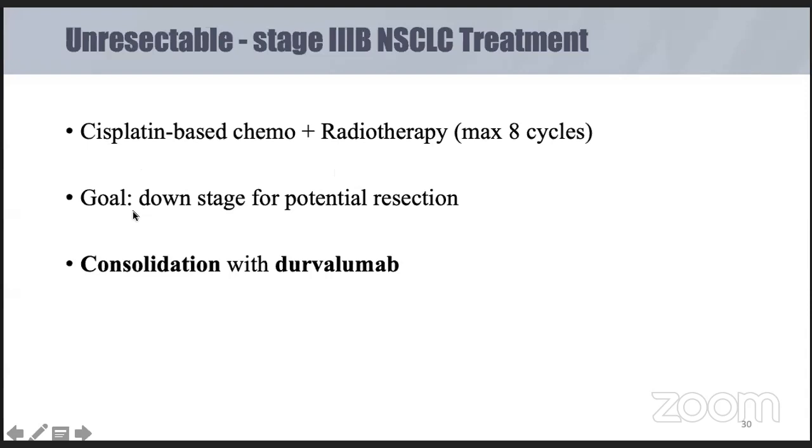Now we move to stage 3B non-small cell lung cancer: cisplatin-based chemo plus radiotherapy. Our aim from this is to try to downstage the tumor in order to have surgery or resection and try to cure the patient. Consolidation with durvalumab is also a good advance in this setting in stage 3B.